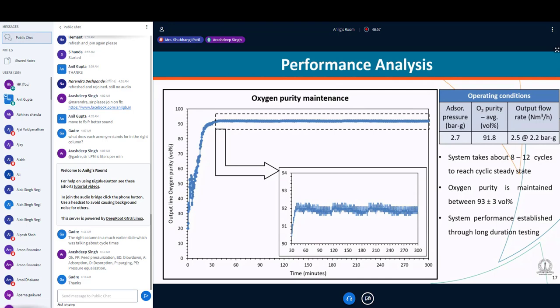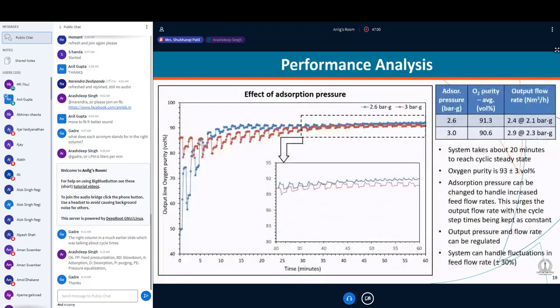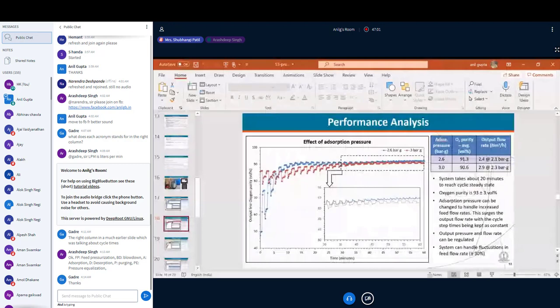Sir, next slide, please. Sorry. It's not in slideshow mode, sir. No, I will do that. Just 1 second, because my mic is on and I need to switch it off.